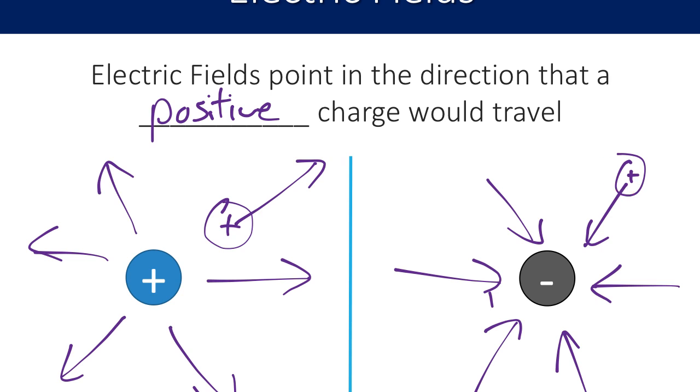Similarly, a negative test charge would be attracted towards the opposite, negative object. So if we have a negative object, the field lines go towards that object. That's just the idea of direction of field lines.